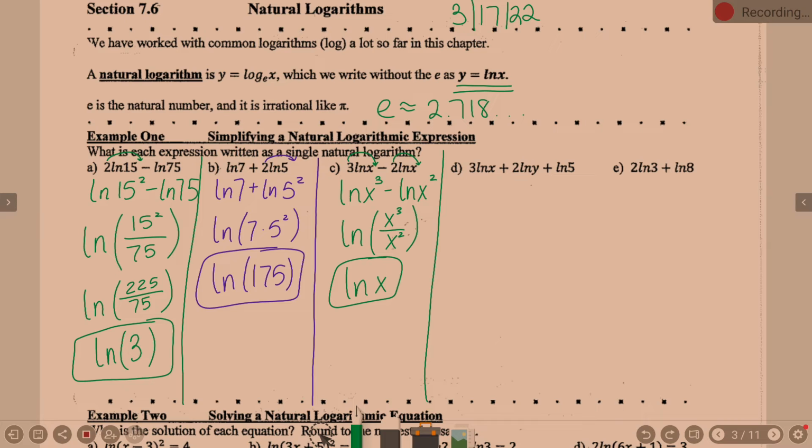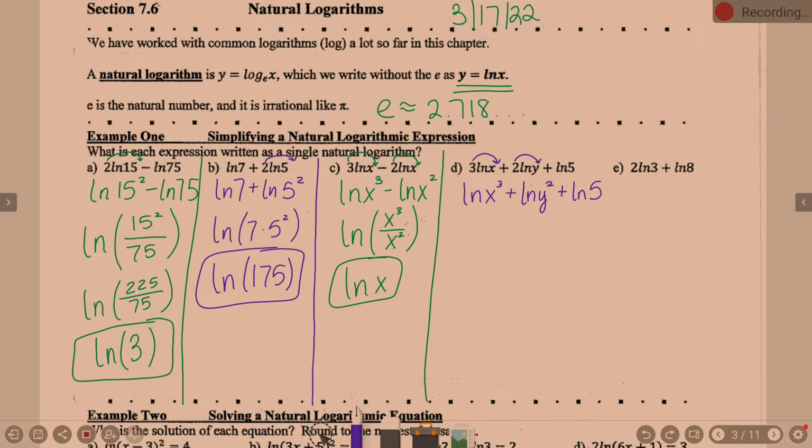Okay, D. 3 natural log of x plus 2 natural log of y plus natural log of 5. First step is power property on the first 2 at least. 3 natural log of x becomes natural log of x cubed. 2 natural log of y becomes natural log of y squared, plus natural log of 5. So you just leave it.